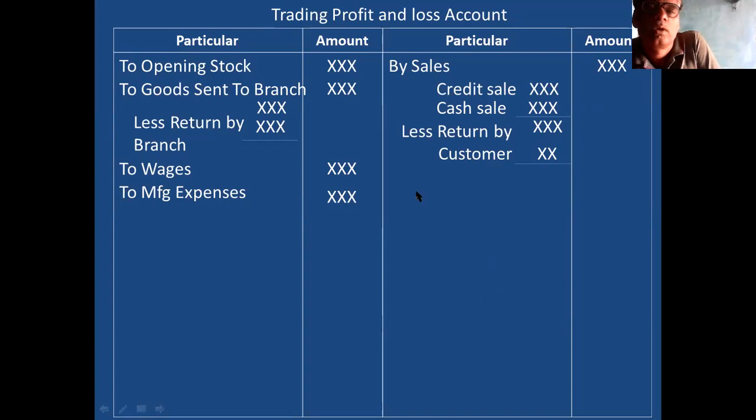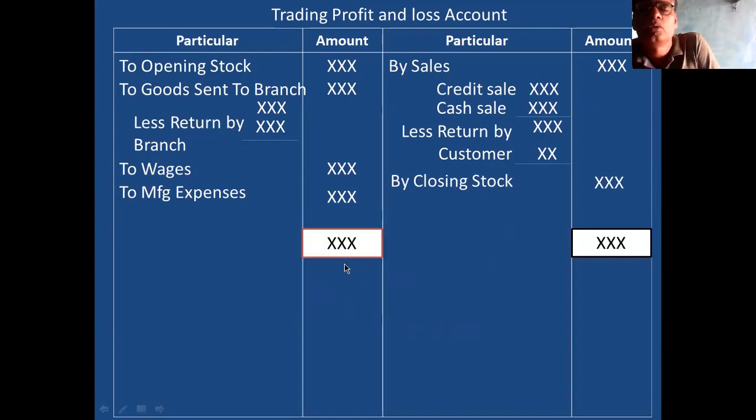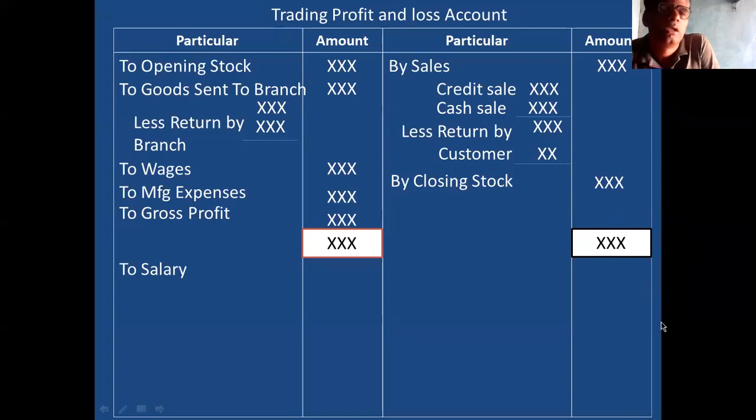Closing stock. By closing stock. Thereafter, you close the account. Difference is called as? What is the difference? To gross profit. You take the gross profit to credit side. Then debit side items. All expenses. You have to take all expenses.